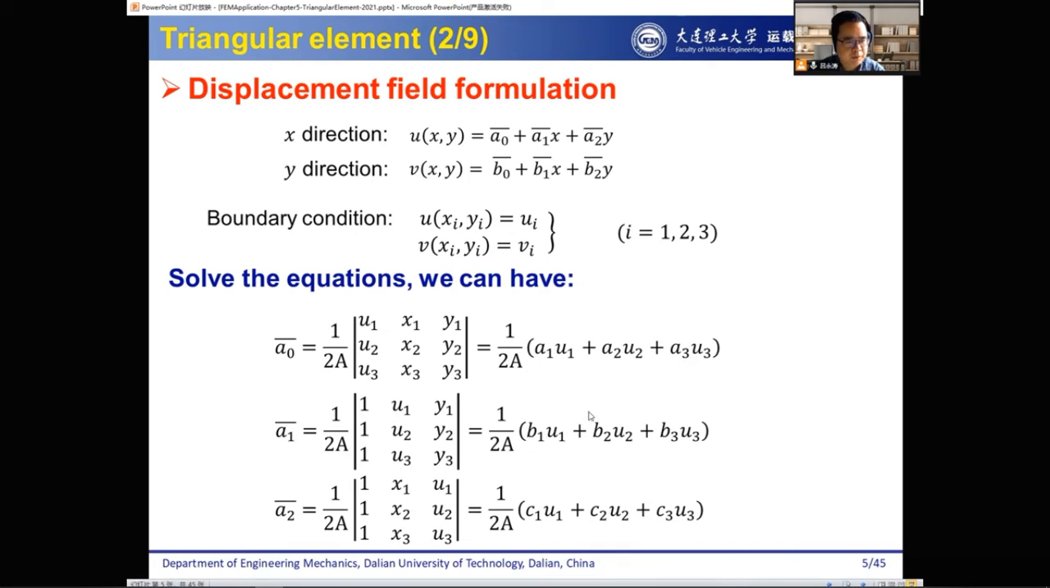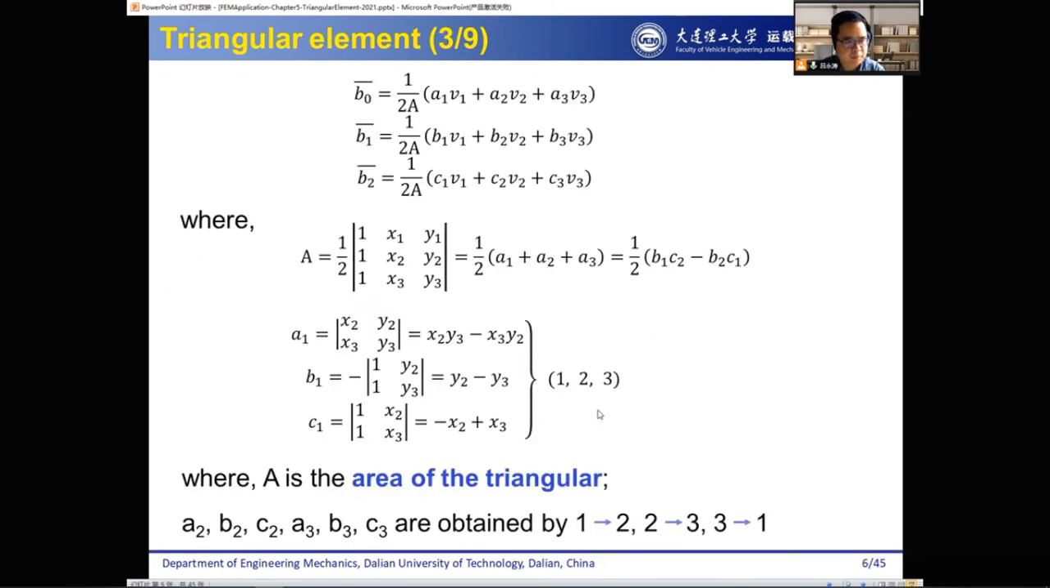So then we solve this equation. We use the node displacement vector to represent those coefficients, and then this is mathematics. In these formulas, the big A equals to those, and the small letters, coefficients A1, B1, and C1, they equal to those.